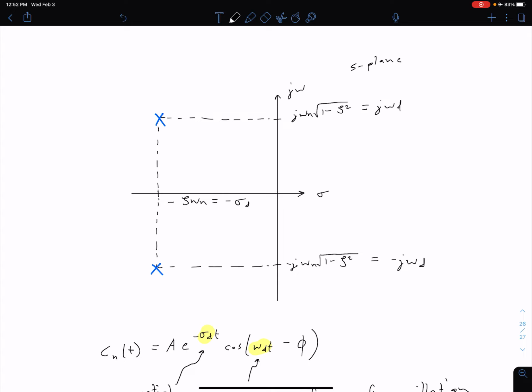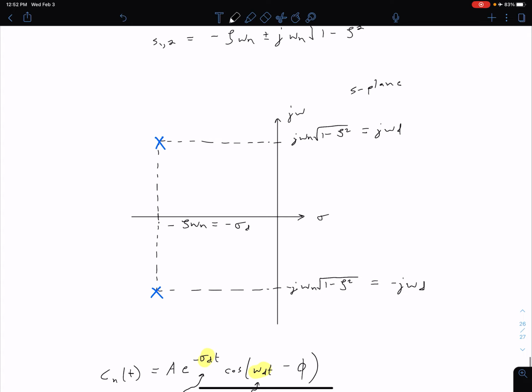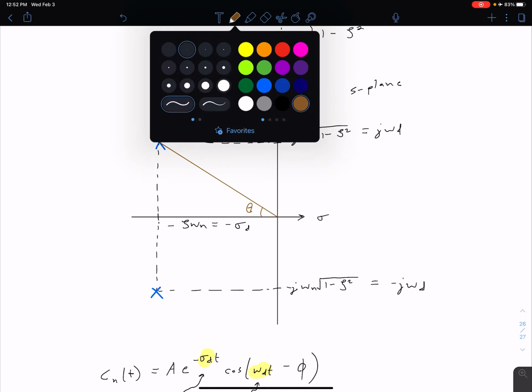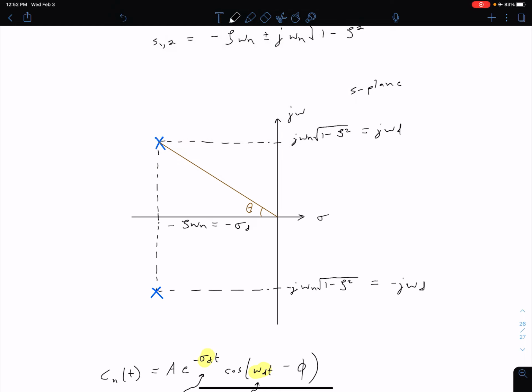So now what we can do from trig is define a line. Let me use a different color. We can define a line going from the origin to this pole, like this. Of course, that line is going to have some associated angle, theta. And so let's see if we can figure out what the distance is and how that theta relates to our known parameters.